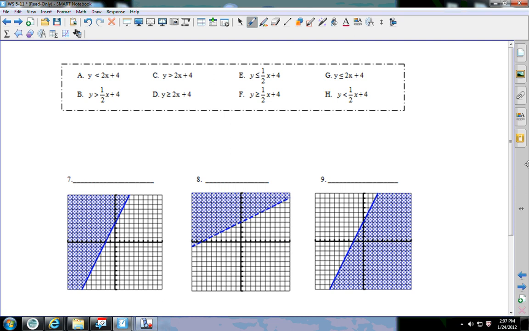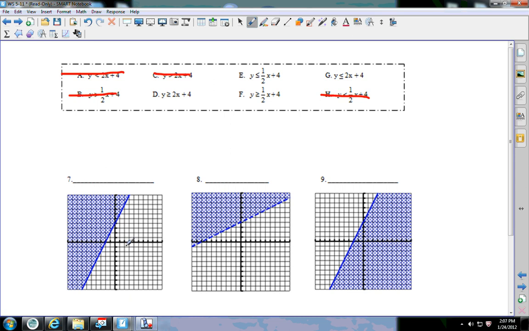Well, let's look at number 7. One thing I know is that it's an equal to because it's a solid line. So I would not cross these out if I were you. I'm just going to do it because I can erase it. It's not this one, this one. There's no equal sign. Equal, equal, equal, equal, no.